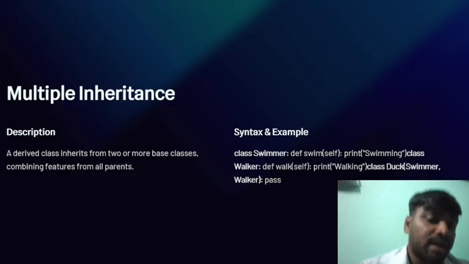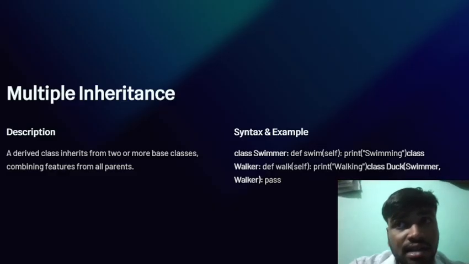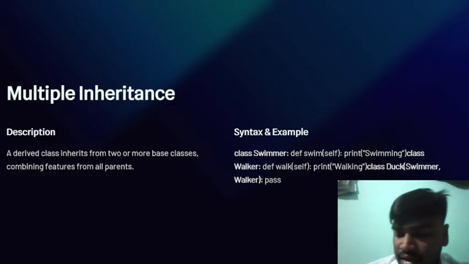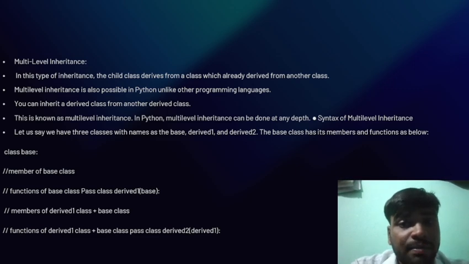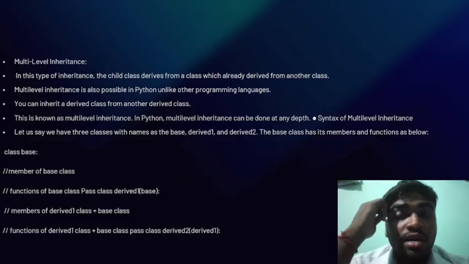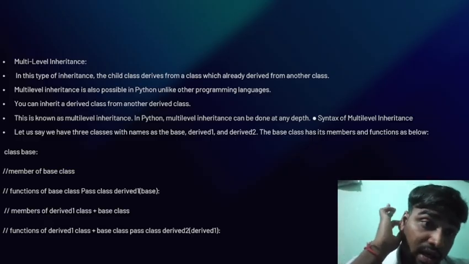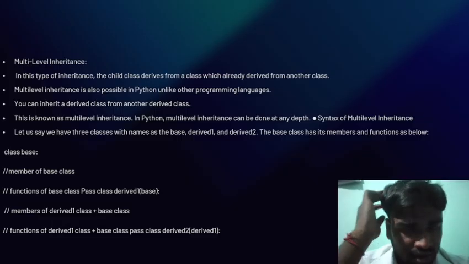This I already explained just now. The main thing is that a child class can inherit from two or more parent classes. This is an important thing. Multi-level inheritance: in multi-level inheritance, a child class is derived from other classes. You can inherit a derived class from another derived class. This is known as multi-level inheritance.